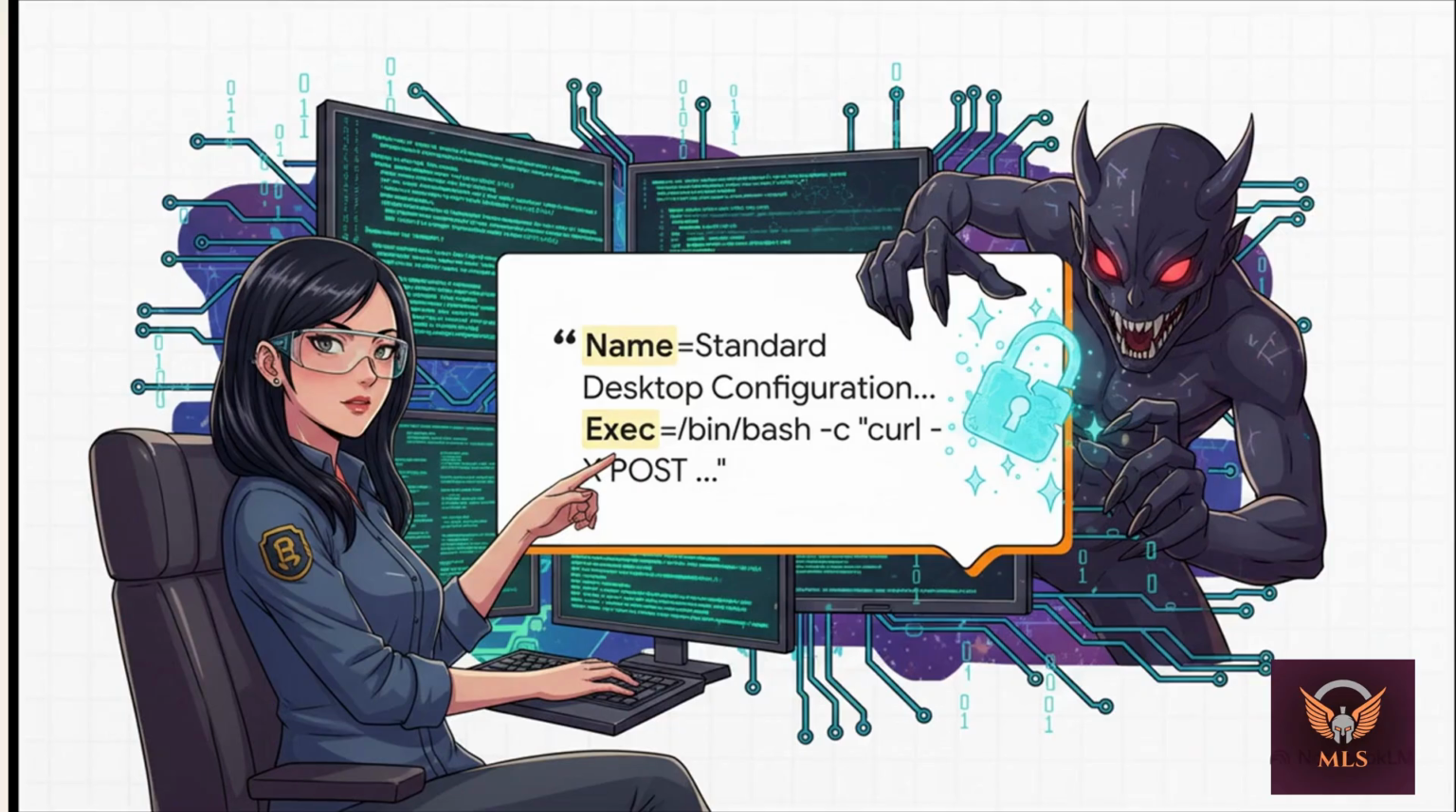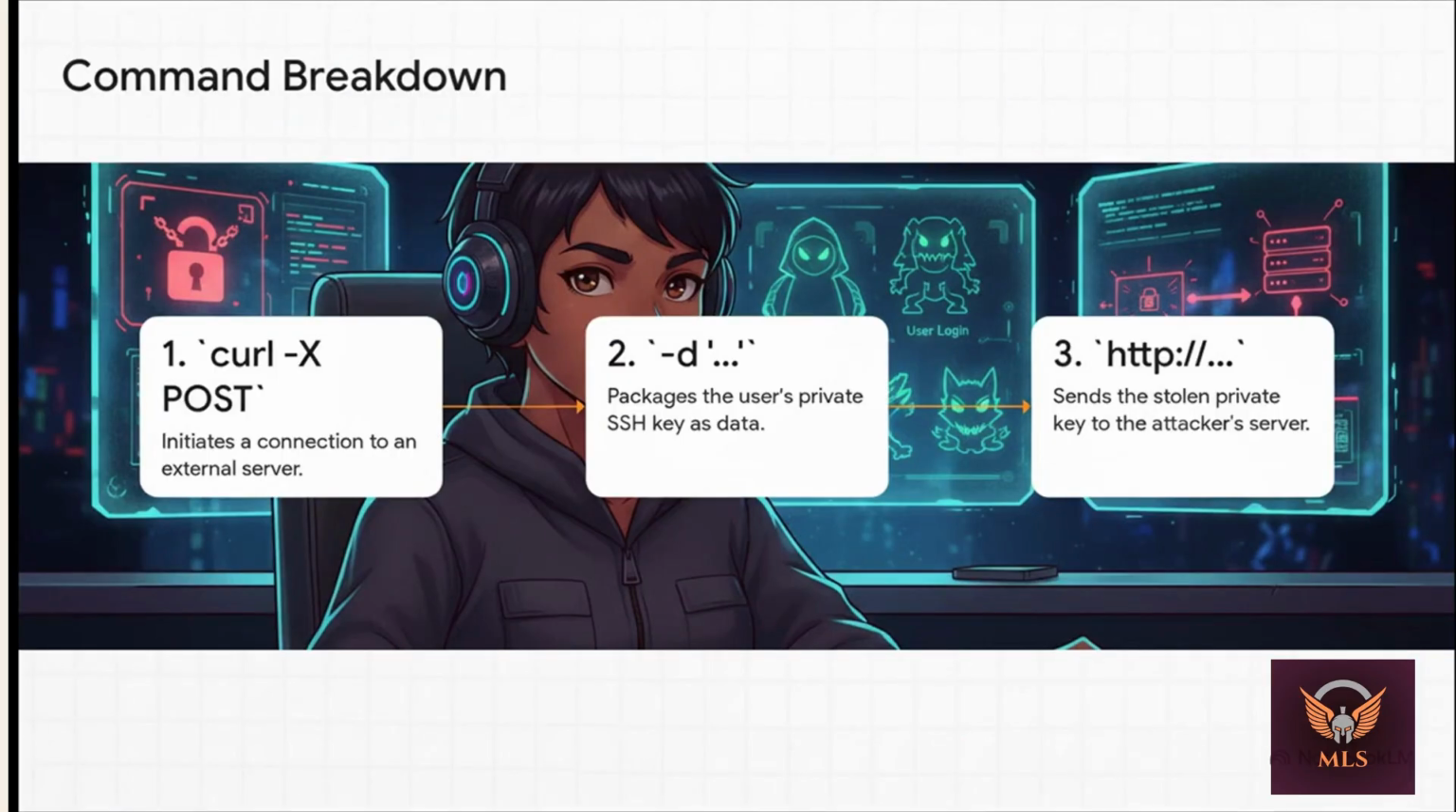But the real poison, the real damage, it's all hiding in that exec line. That's the command that's actually going to run. So how does this one little line of code cause so much trouble? Well, let's break it down. First, curl reaches out and starts a connection to the attacker's server. Second, it grabs the data it wants to send, and in this case, it's grabbing the user's private SSH key. We're talking about the absolute crown jewels of an account. And finally, it just sends that stolen key right over to the attacker. Just like that, it's game over.